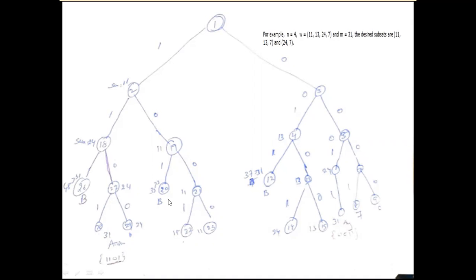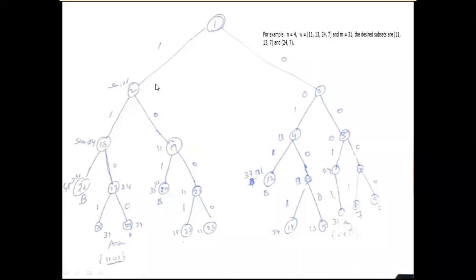The 23rd node represents only the first element included in the sum. The first level represents x1, the second level represents x2, the third level represents x3, and the fourth level represents x4.